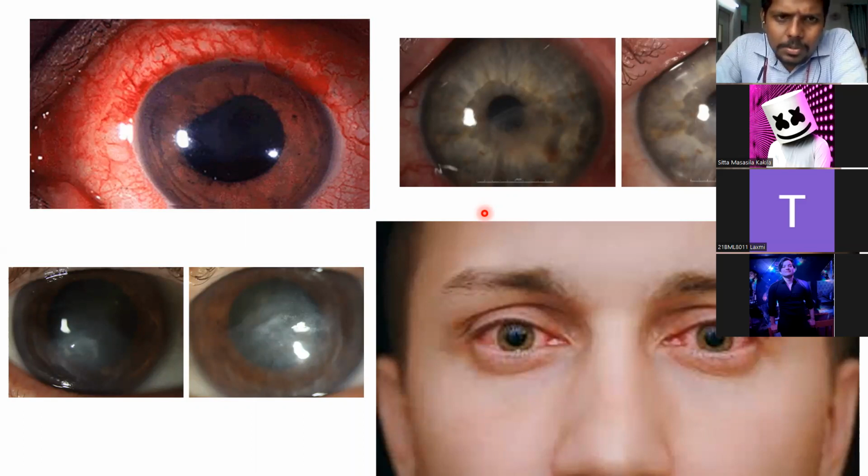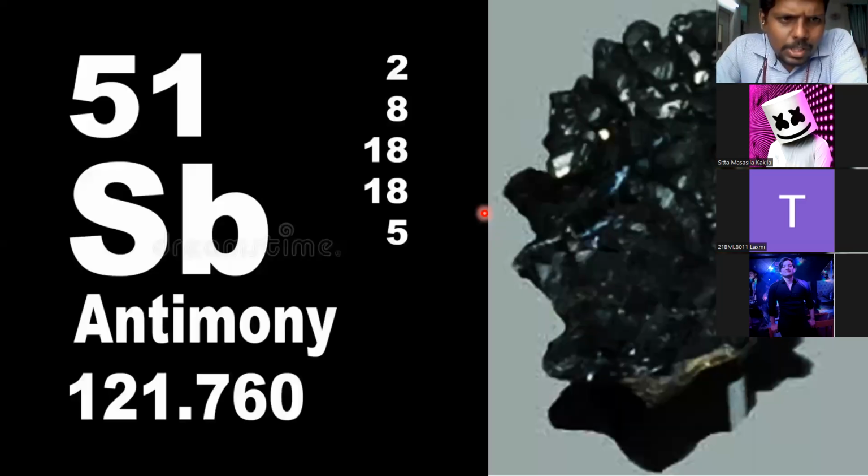So this is our antimony. This is one of the blackest metals we have. Antimony is available in nature in the form of stibnite, and that is why the atomic symbol has been adopted from stibnite, Sb. The scientific name is antimony. Now I will show you the picture of the mummy.